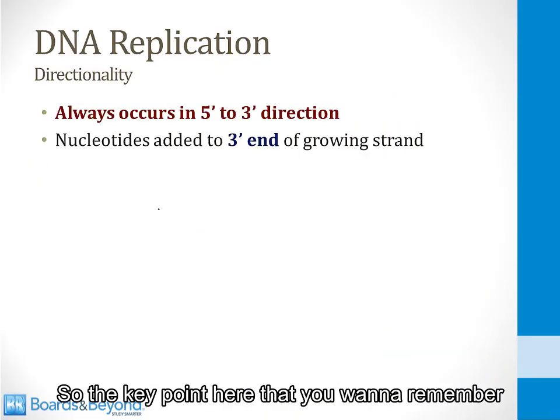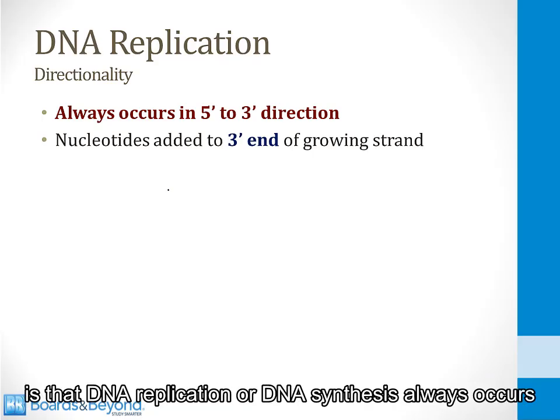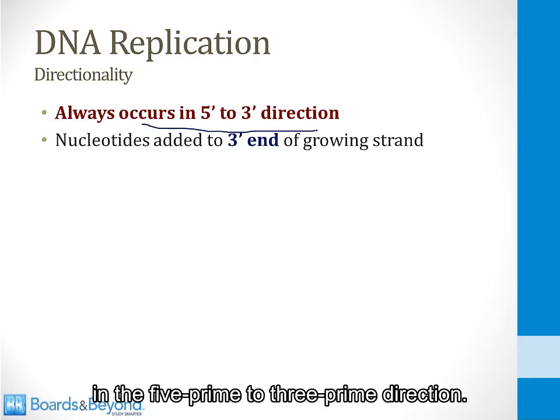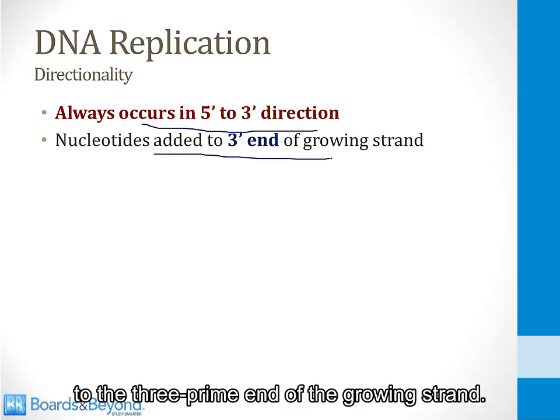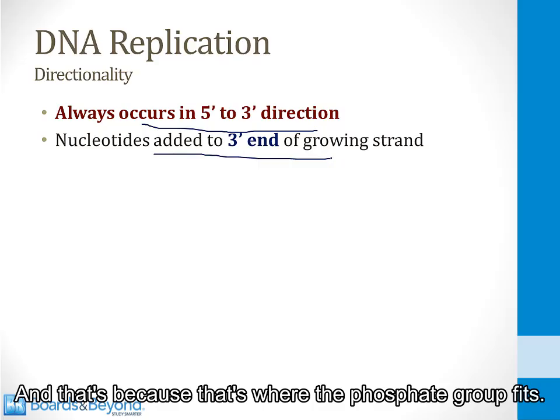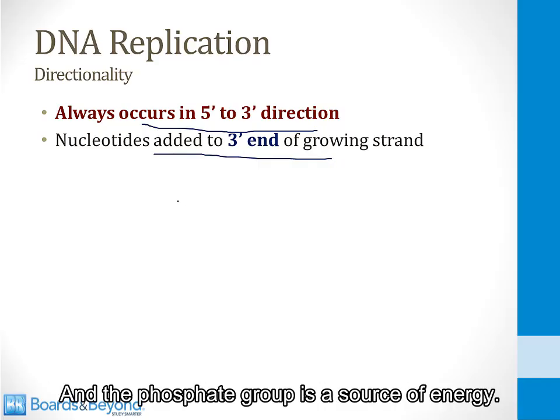So the key point here that you want to remember is that DNA replication or DNA synthesis always occurs in the 5' to 3' direction, or another way to look at this is that nucleotides are always added to the 3' end of the growing strand, and that's because that's where the phosphate group fits, and the phosphate group is a source of energy.